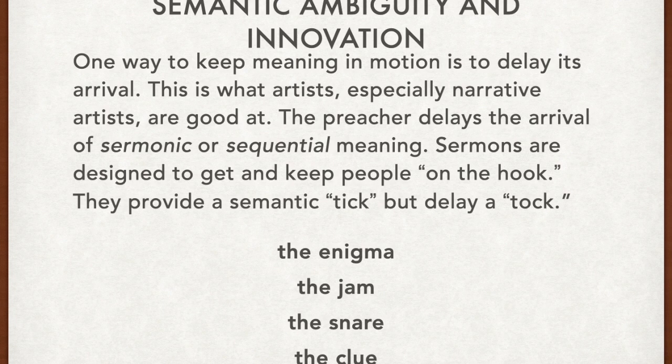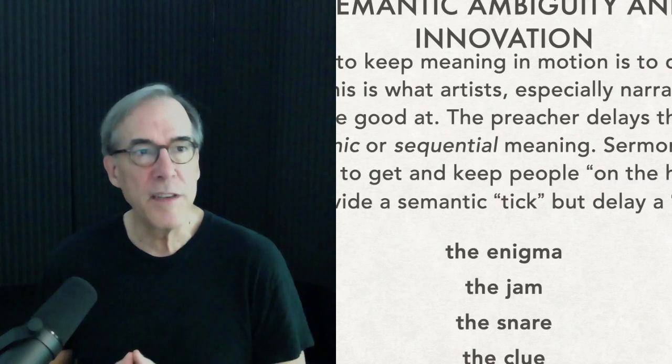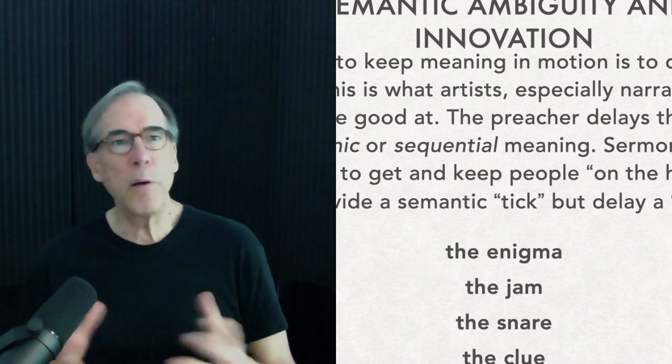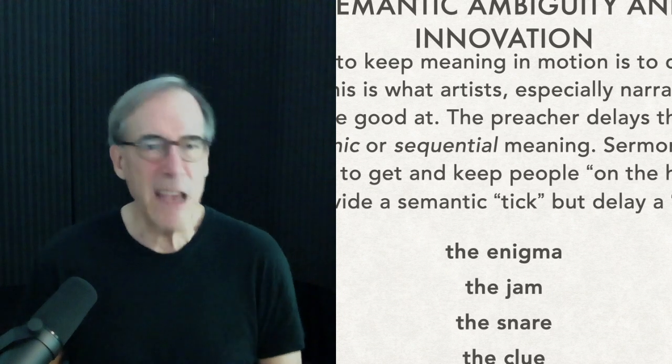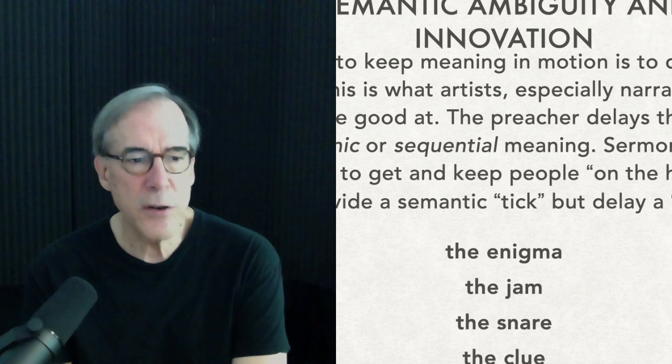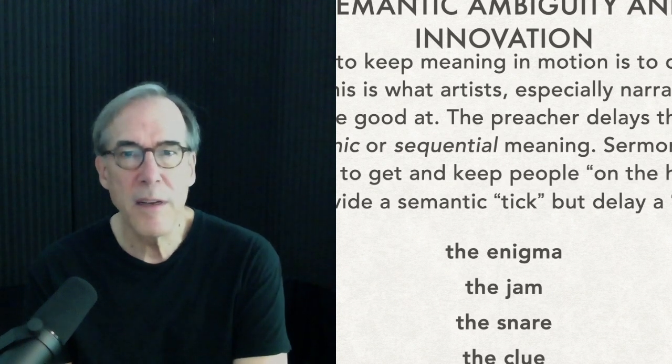Sermons are designed to get and keep people on the hook. As one narrative theorist said, they provide a semantic tick but delay a tock. The great cultural critic and narrative theorist Roland Barthes identified 5 key elements in the artistic delay of meaning. The first of these he calls the enigma. In Eugene Lowry's book, The Homiletical Plot, he calls this upsetting equilibrium. The enigma is a problem that energizes the sermon's forward movement.